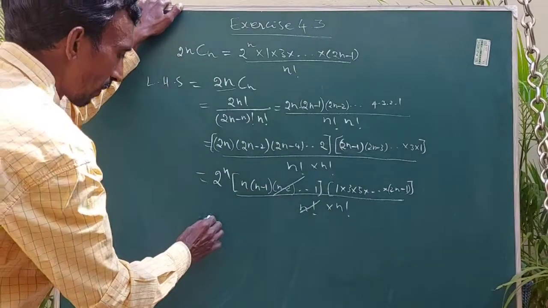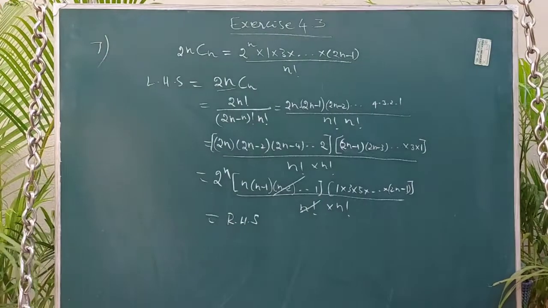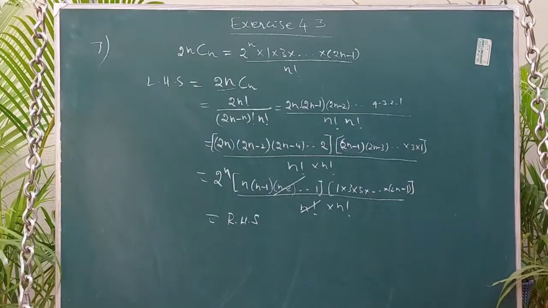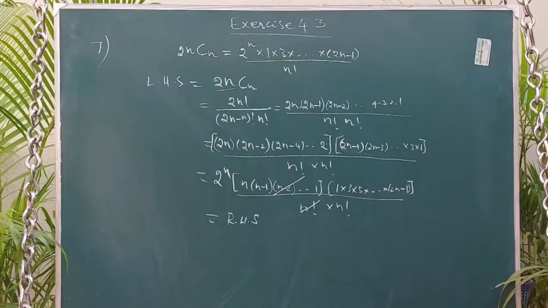These two are cancelled. So it is nothing but the RHS: 2 power n into 1 into 3 into 5 into etc., 2n minus 1, by n factorial. That is question number 7.